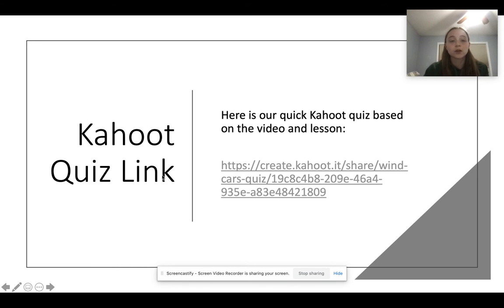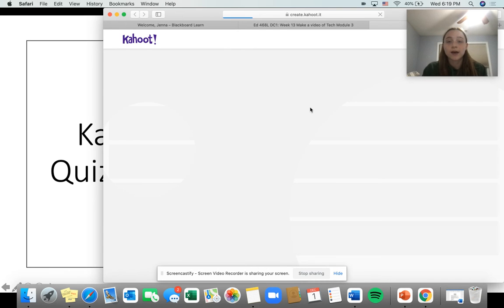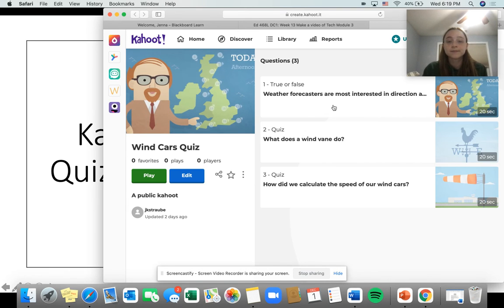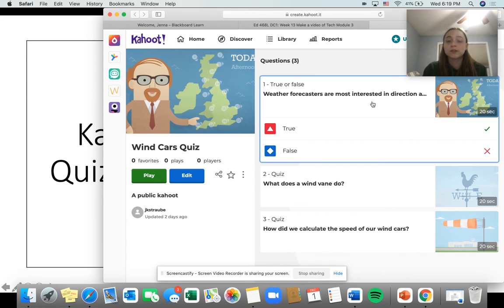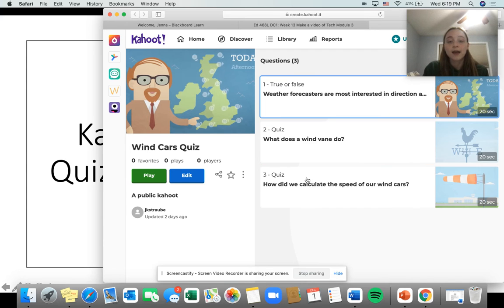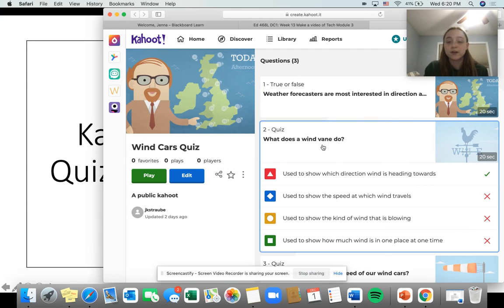So then I have just a quick Kahoot quiz. It's a 3-question quiz. The first is a true or false: Weather forecasters are most interested in direction and speed. That answer is true. And then, what does a wind vane do? The answer for that one would be used to show which direction wind is heading towards.